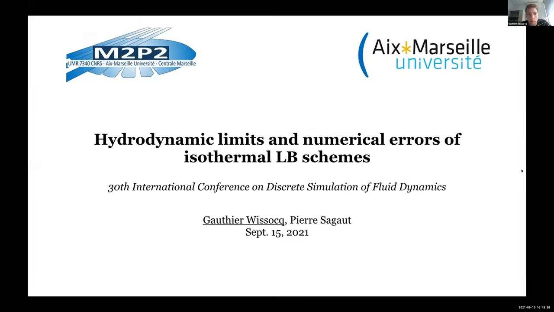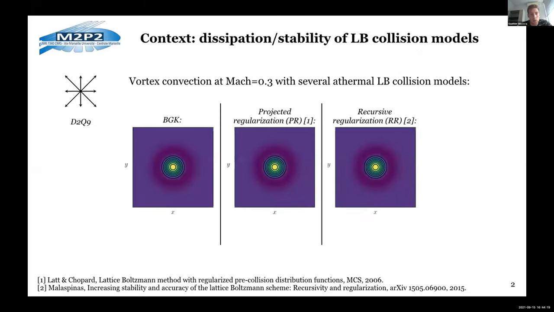So hello everyone. My name is Gauthier Wissot. I'm a postdoc currently working at M2P2, which is a lab that is affiliated with Aix-Marseille University. And today I'd like to introduce you to quite a theoretical subject regarding the hydrodynamic limits and the numerical errors of some isothermal lattice Boltzmann schemes. So first of all, let me introduce a brief context of the present work, which regards basically the dissipation and stability properties of several lattice Boltzmann collision models.